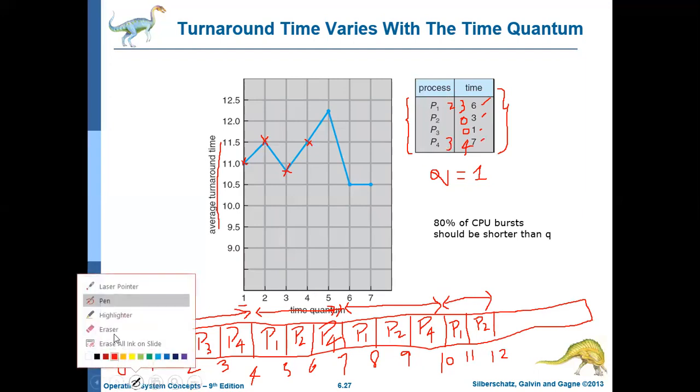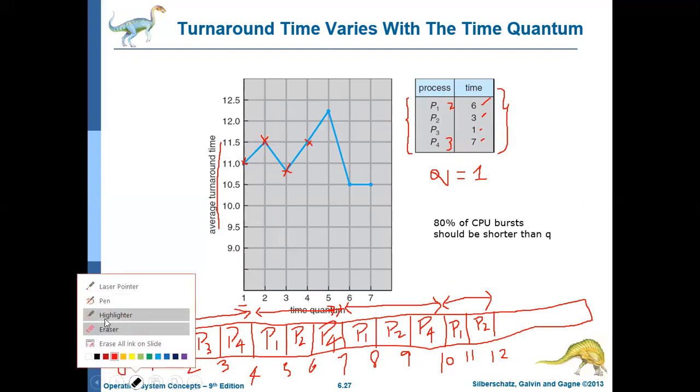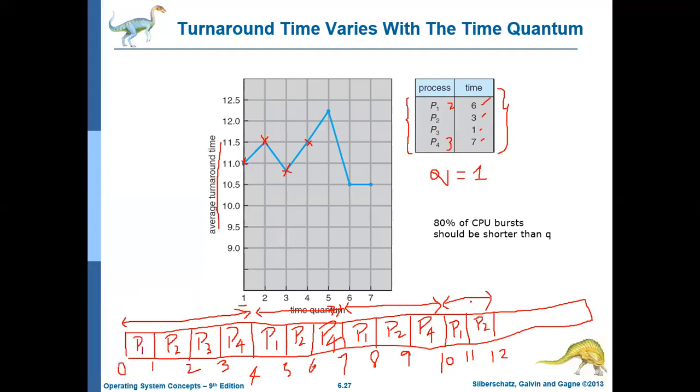Okay, so after the fourth round, P1 needs 2 more milliseconds and P4 needs 3 more. Now again P1 will execute for 1 millisecond, and P4 will execute for 1 more millisecond. That is, P1 will complete at the 13th millisecond, and P4 will release the processor at the 14th millisecond. So this is the fifth round.